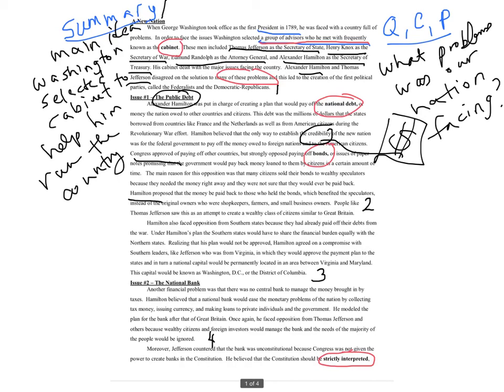So I hope this helps you a little bit. That's how you annotate, and that's how you kind of work through a reading. You constantly be asking questions and predicting what might happen next, or you can ask questions and hope that in the next sentence or two, you're going to get the answer to your question.